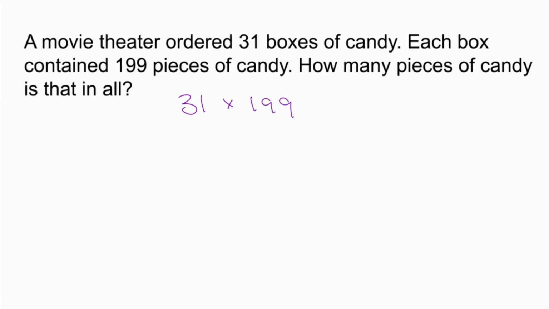Now I'm going to set up the regular old math algorithm, and when I do this, I always put my larger number on top. So I'm going to do 199 times 31. Now this is a 3-digit times a 2-digit. So what we're going to do is take the bottom number and multiply the 1 to all of these numbers right to left. So 1 times 9 is 9. 1 times 9 is 9. 1 times 1 is 1. Easy peasy.